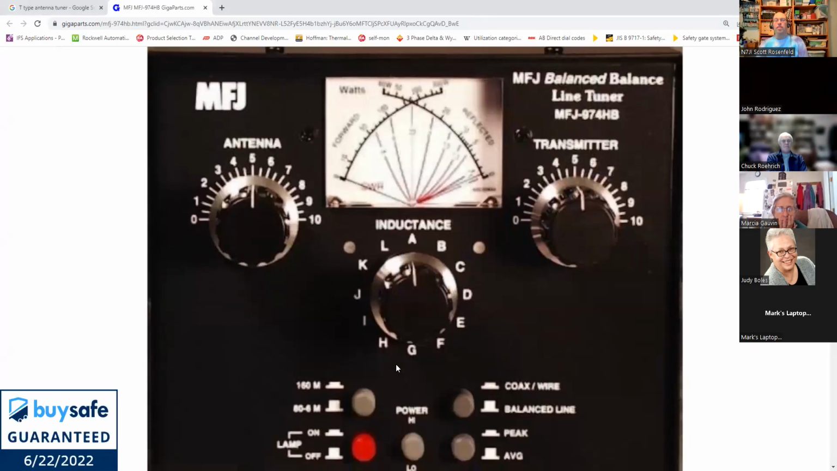And notice what we have, everybody. We have two knobs that say antenna and transmitter. And what does that little clicker say? That's that rotary knob there. It says inductance, and it has different settings. What this allows us to do is match the impedance of an antenna to the impedance of our transmitter.